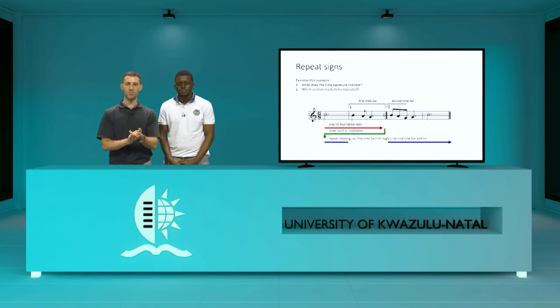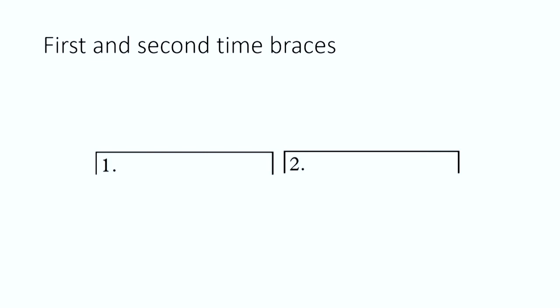In class, you will also clap this example so that you can see exactly how it works. The first time and second time braces look like this on their own, but they are always with a repeat sign in between them.